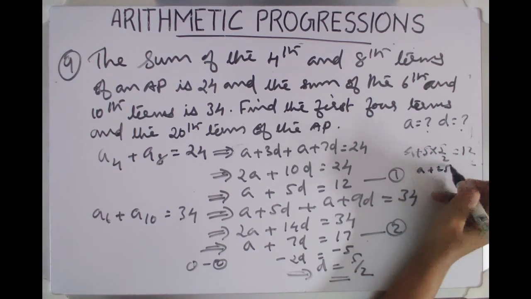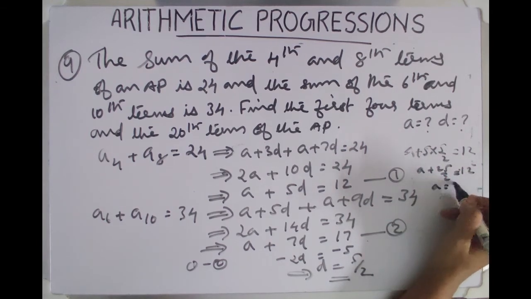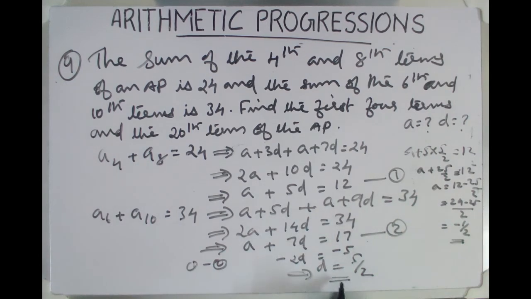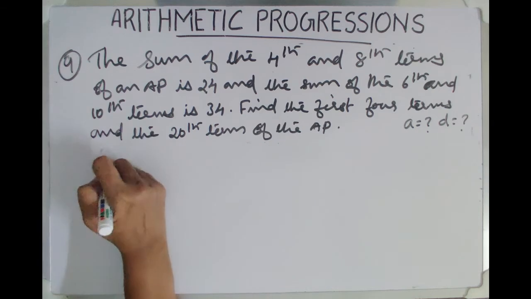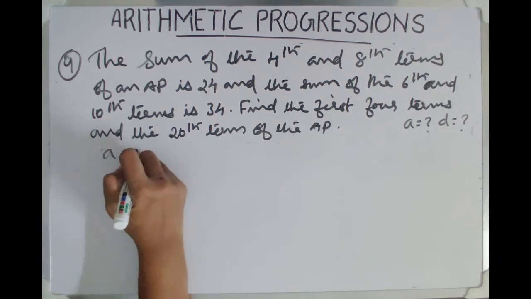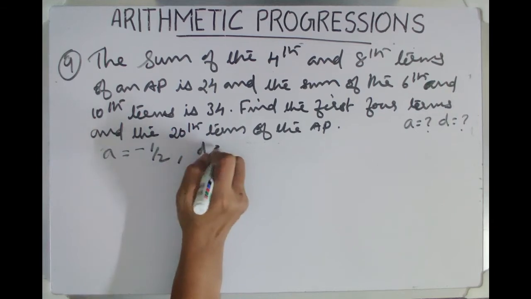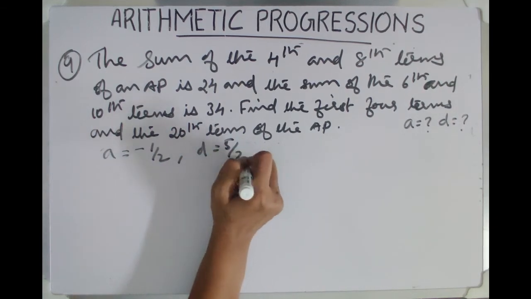That is A plus 25 by 2 equal to 12. That is A equal to 12 minus 25 by 2, that is 24 minus 25 by 2, equal to minus 1 by 2. So we get the value of A equal to minus 1 by 2 and D equal to 5 by 2.